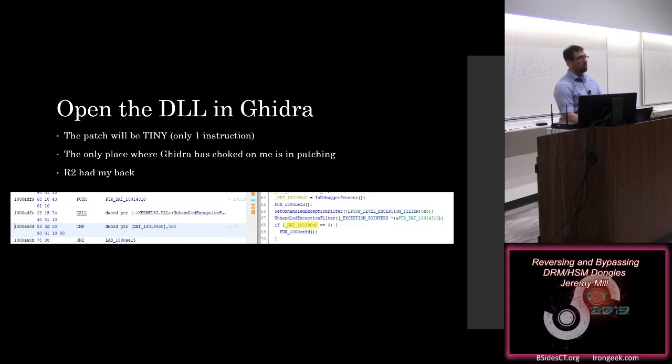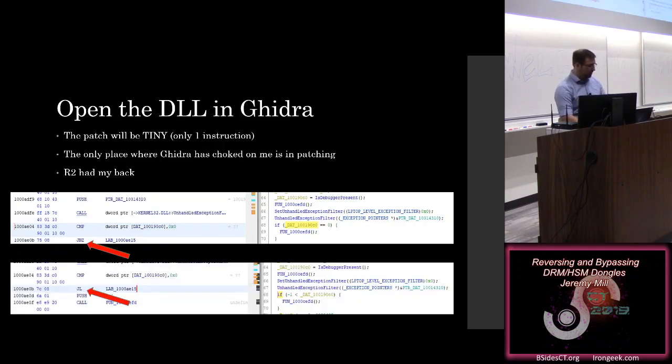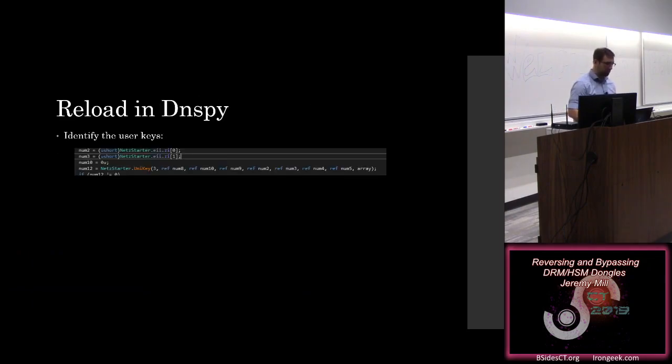Unfortunately, the only place where Ghidra has really choked on me is in patching binaries. So I had to move from Ghidra to R2 and Cutter, and I performed the patch there and then re-examined it. Right, so we're going to patch our jump non-zero here to a jump less than, and all of the anti-debug functionality is gone. So we can go back into dnSpy, and now debugging is a lot easier.